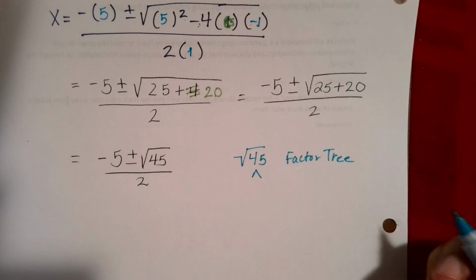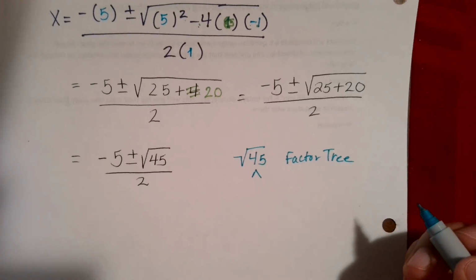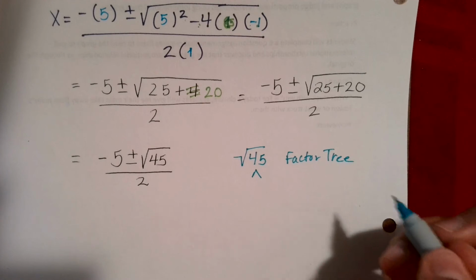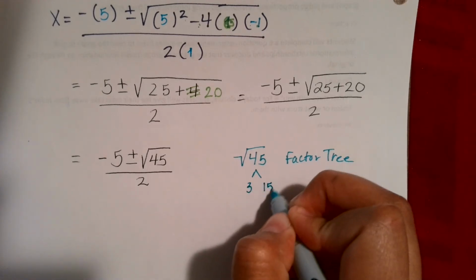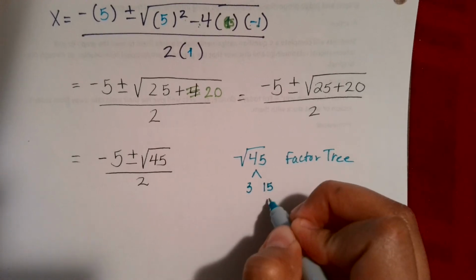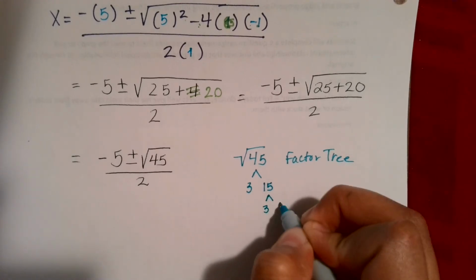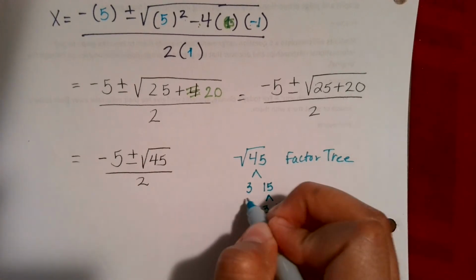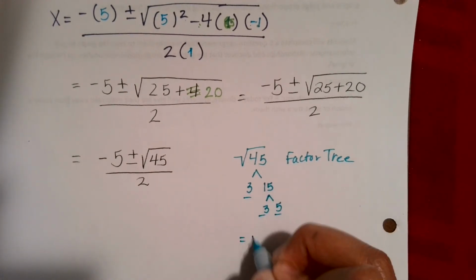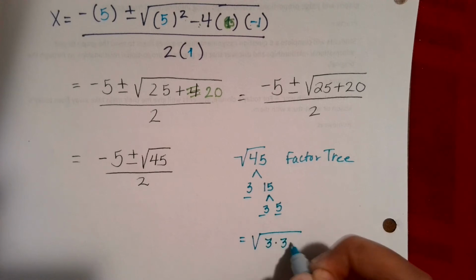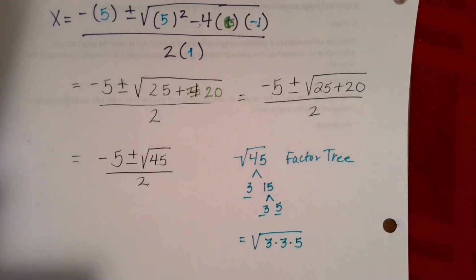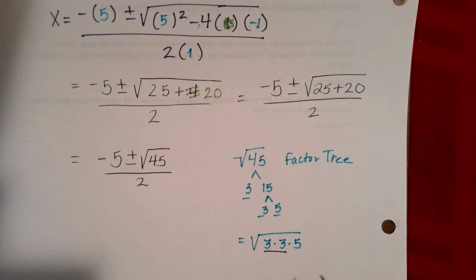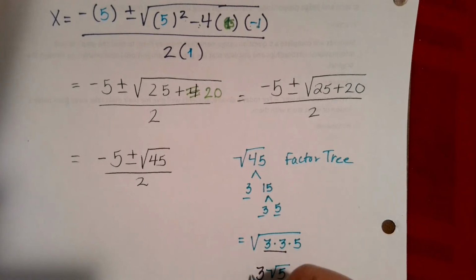So you start with 2. 45 divided by 2 does not work. 3. 3 times 15 gives you 45, so that works. And then 15 is 3 times 5. And then 3, 5, and 3 are all prime. So I'm going to write it as the square root of 3 times 3 times 5. And then when we're simplifying radicals, any two prime numbers that are a pair come out as 1. So there's one pair of 3's, so it comes out as 1. And you're left with 5.